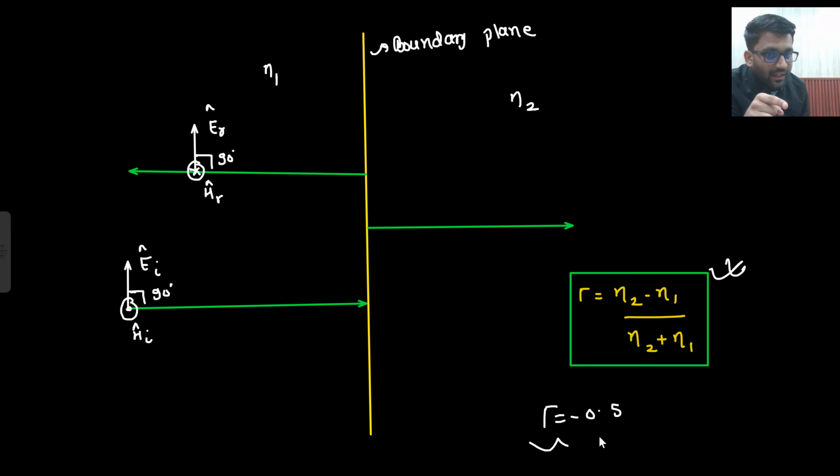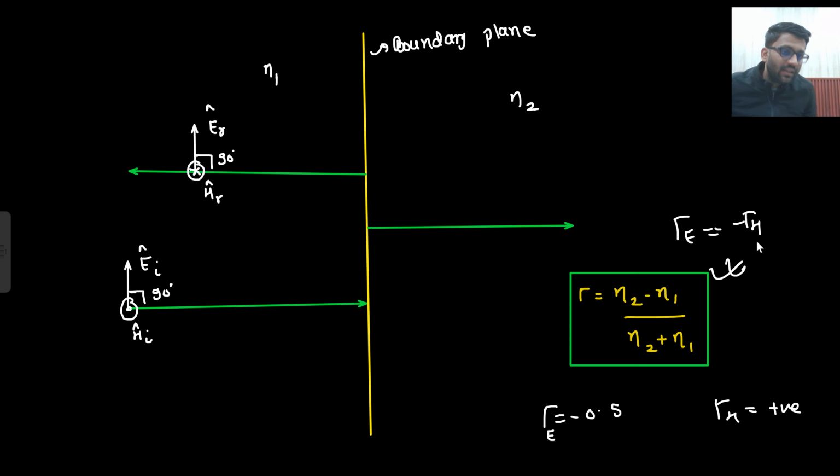But if the gamma is becoming negative, what is this? This is your gamma E. If gamma E is becoming negative, that means gamma H is positive, because gamma E is equal to minus gamma H. If gamma H is positive, what does that mean? That means the magnetic field did not change its direction. So if the magnetic field is not changing its direction, then who needs to change direction? The electric field. If your gamma is becoming negative, the assumption that incident and reflected electric field are in the same direction is wrong. So the reflected electric field will be in the opposite direction.